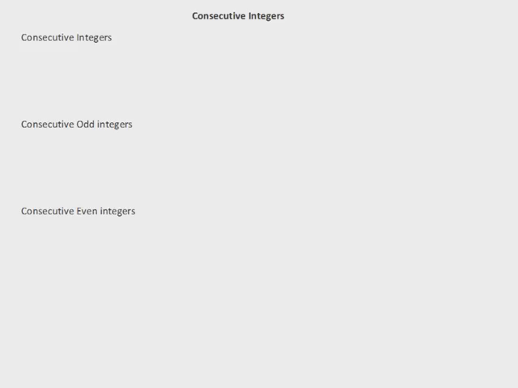Some of the most common questions that occur in all exams are questions involving consecutive integers. So what are consecutive integers? Integers of the form 2, 3, 4, 5, or minus 6, minus 5, minus 4, or 99, 100, etc. 98, 99, 100, and so on.